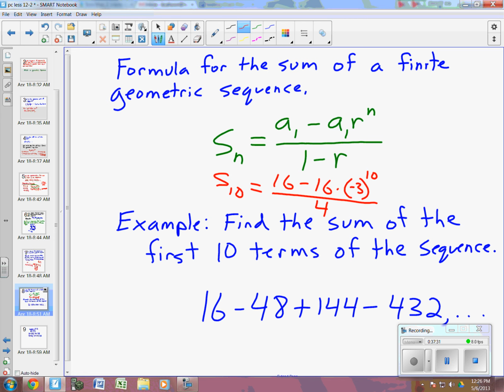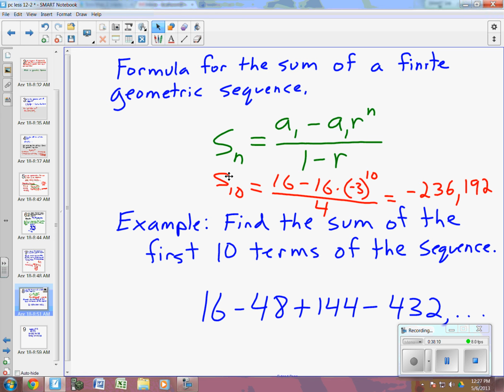Okay, so you know what? When I do this one, I would just type it in my calculator. 16 minus 16 times negative 3 raised to the 10th power, all divided by 4. Did you do that? And what did you get again? Negative 236,000 what? 192? How many of you had that as your answer? Let me see your calculator, see how you put it in. Make sure we got it right.